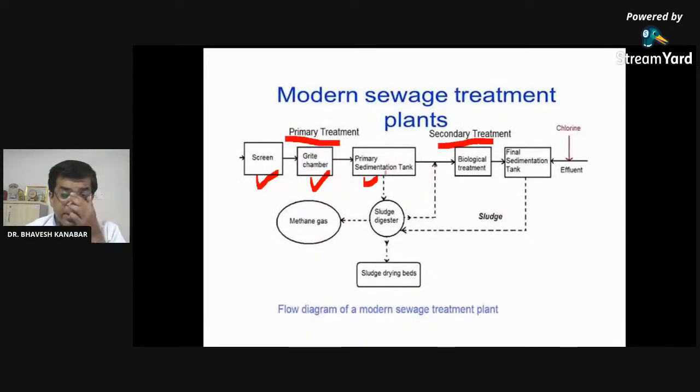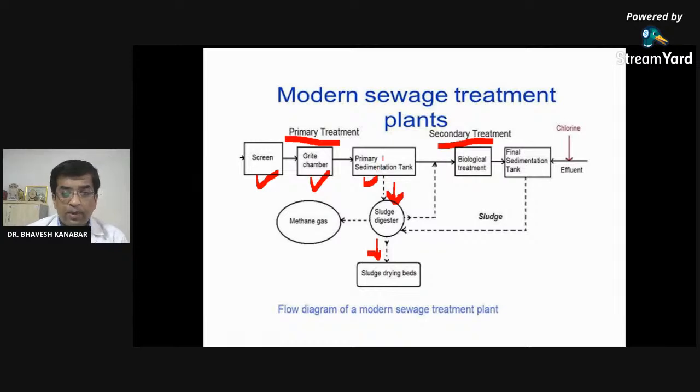Whatever sediment is there in the primary sedimentation tank is known as sludge, and this sludge is taken into the sludge digester. The role of the sludge digester is to digest the sludge and reduce its quantity so that it is easy to dispose of. It is then subjected to the sludge drying bed. The beds are nothing but a large area into which the sludge is allowed to dry.